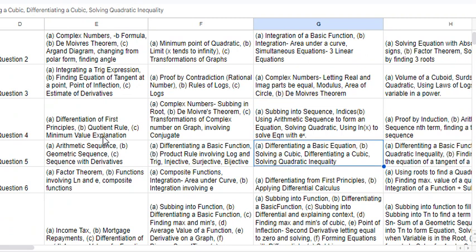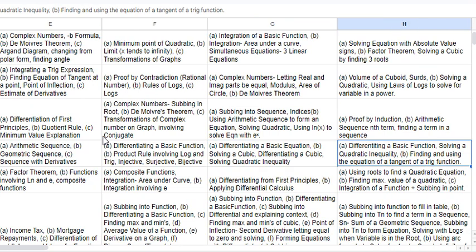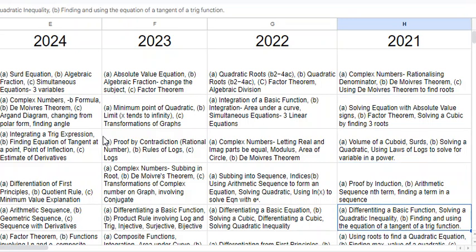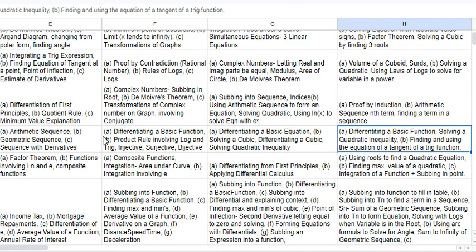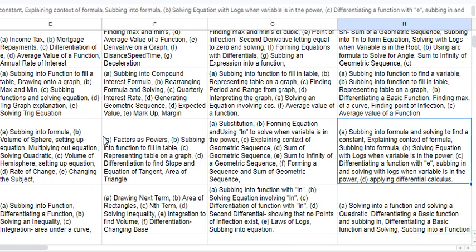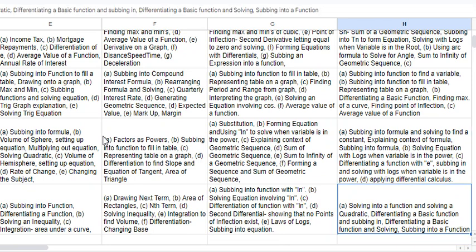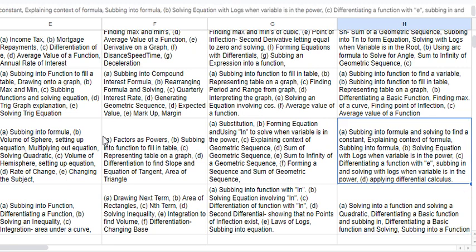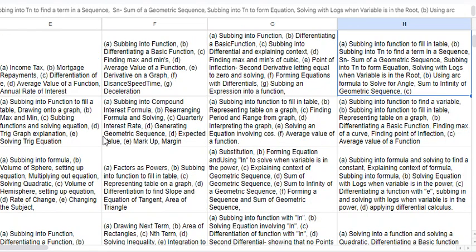Then it comes up in question 5 as well. It'll always come up in section A and in section B. And then in question 5 there again in 2021. A lot about differentiating a basic function, finding and using the equation of a tangent. That's the same then as 2024. Then question 10 again. It's generally coming up in question 10, and a bit in question 9 there as well.